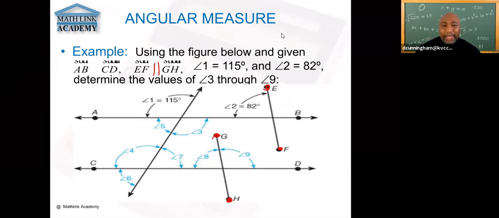Now, since EF and GH are parallel, we're going to say if I know angle 2 is 82 degrees, angle 8, what do you think that will be? Looking at, since they're parallel, just for a few minutes, what do you think? Right, this would be 82 degrees.